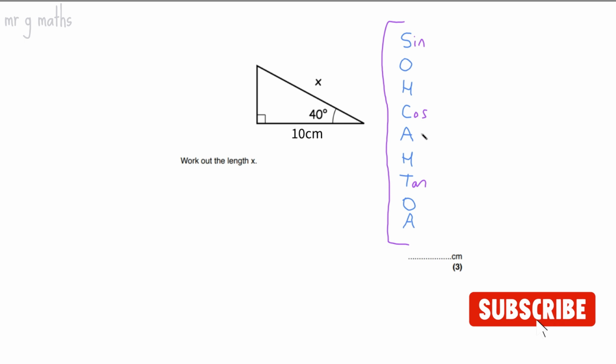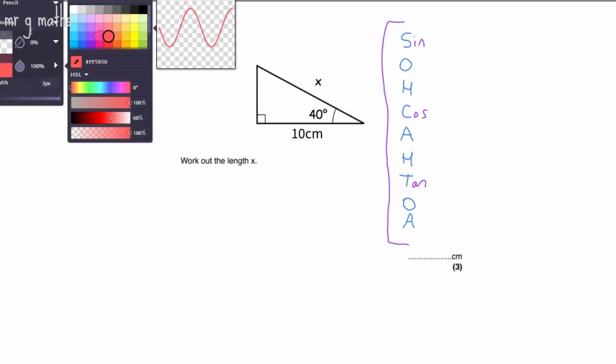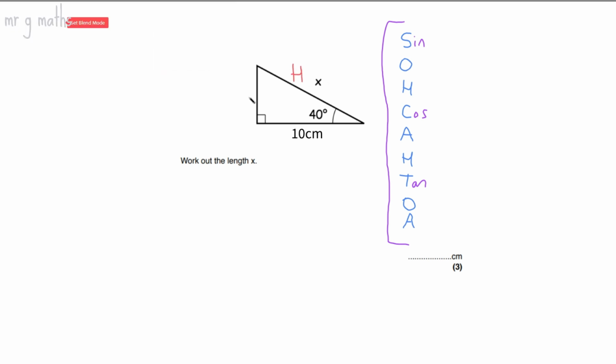Now, the O, H, and the A all stand for what we call the different sides on a right-angled triangle. The longest side of a right-angled triangle, in the example that I've got here, is always known as the hypotenuse. So the longest side, or the side opposite the right angle, is our hypotenuse, and that is represented by an H.